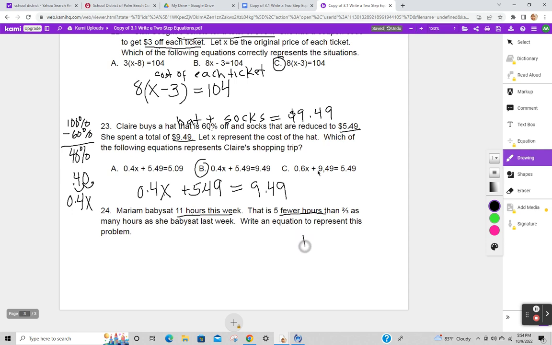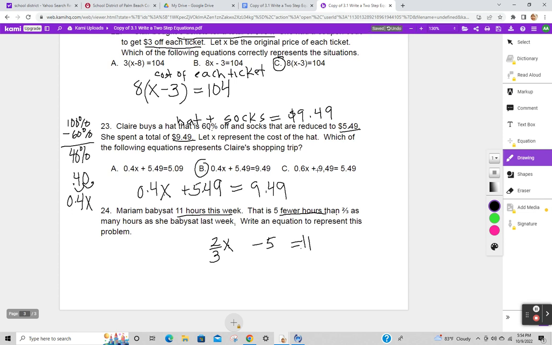So this week, her total 11 hours, that's the same thing as 5 fewer, fewer means subtract, 5 fewer than 2/3 as many hours as she babysat last week. Well, 2/3 of the whole total amount. I don't know what the total amount is. I don't know how many hours she babysat last week. But I can do this: 2/3 of her total hours, I can just represent that with X. So 2/3 of all of her hours, X hours that she babysat, minus 5 equals 11 hours, which she babysat this week.